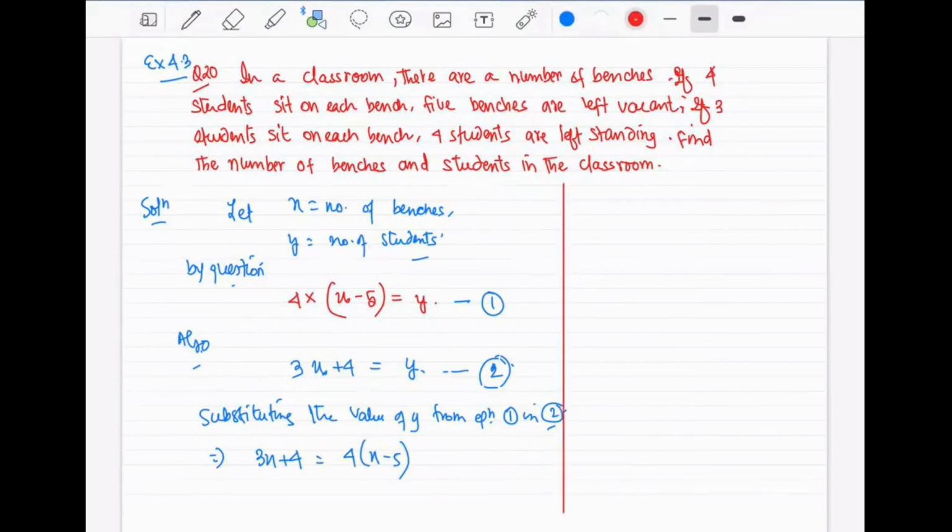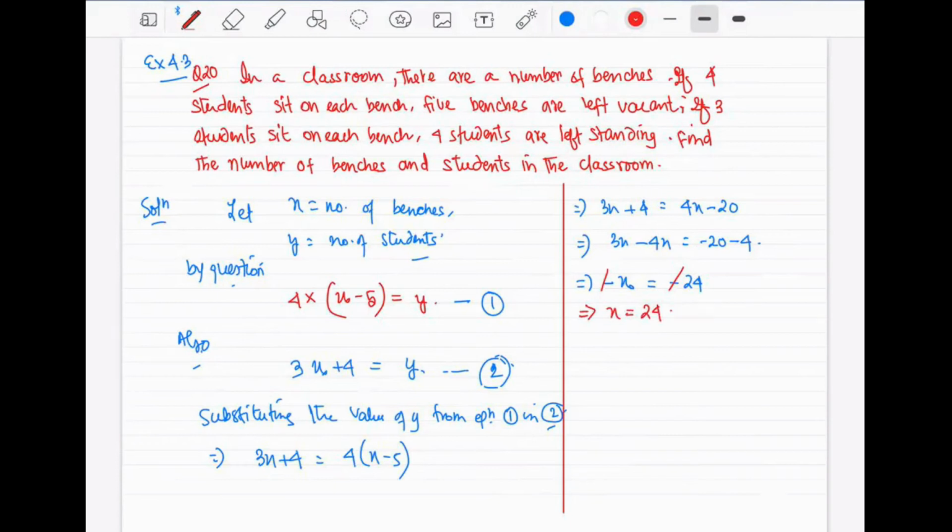Continue further. So let's solve for the value of x. 3x plus 4 is equal to 4x minus 20. 3x minus 4x is equal to minus 20 minus 4. This is just transposition. I don't think I need to explain this, right? So this is minus x. These two are the same sign, so we have to add them. You can cancel the minus and minus sign from both sides. So the final value we obtain is x is 24.